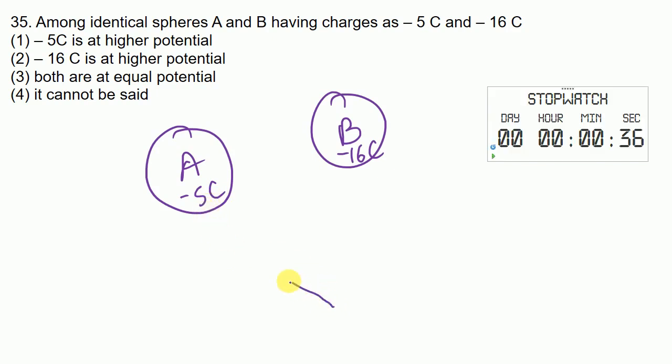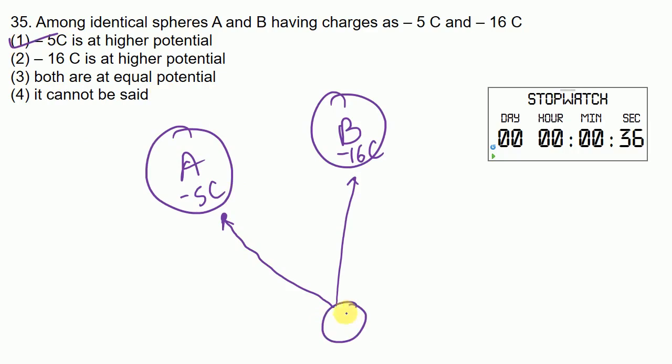So in bringing unit positive charge, I will have to do more work. This one is more negative, so I will have to do less work because it will attract more. This one will attract less, so obviously I will have to do more work. They both will attract the positive charge which is placed over here, but here I have to do some more work than this case because it is minus 16 coulomb.